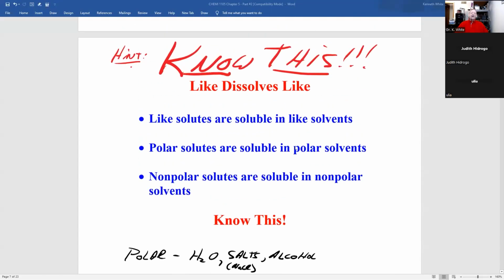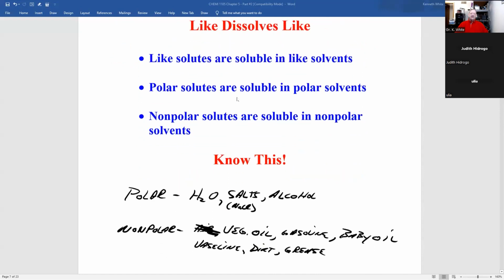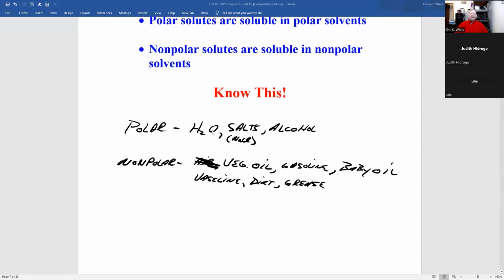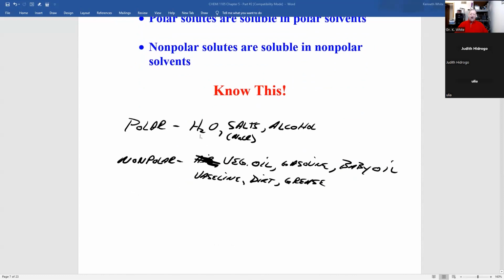All right, so you should know this. Like dissolves like. Polar things are soluble in polar things. Non-polar things are soluble in non-polar things. And you should know water, salts like sodium chloride, and alcohol are polar. Non-polar: vegetable oil, gasoline, baby oil, Vaseline, dirt and grease are non-polar.